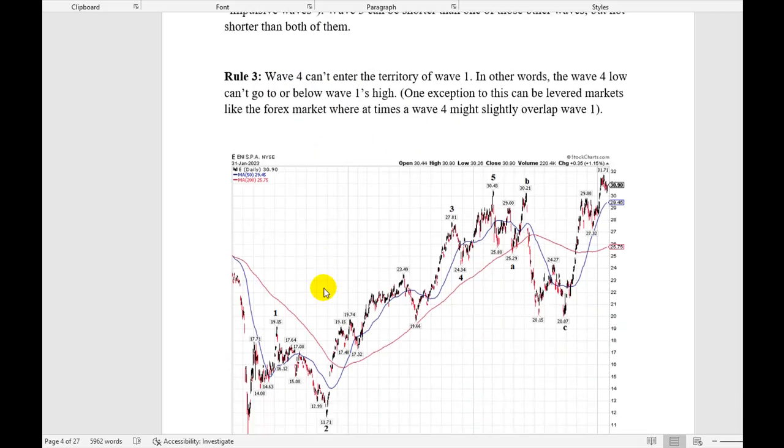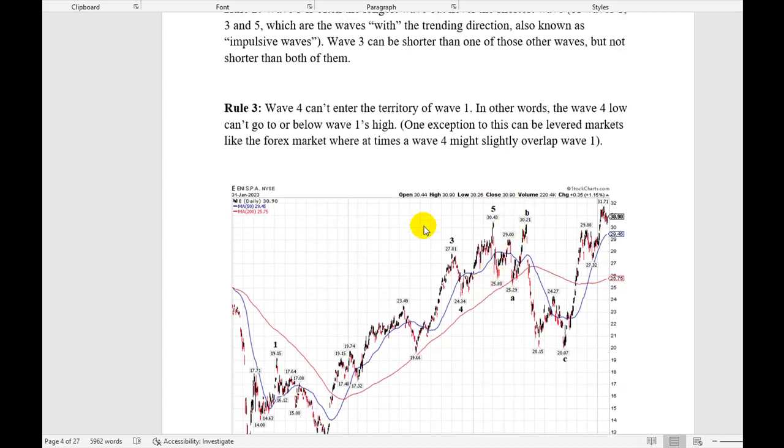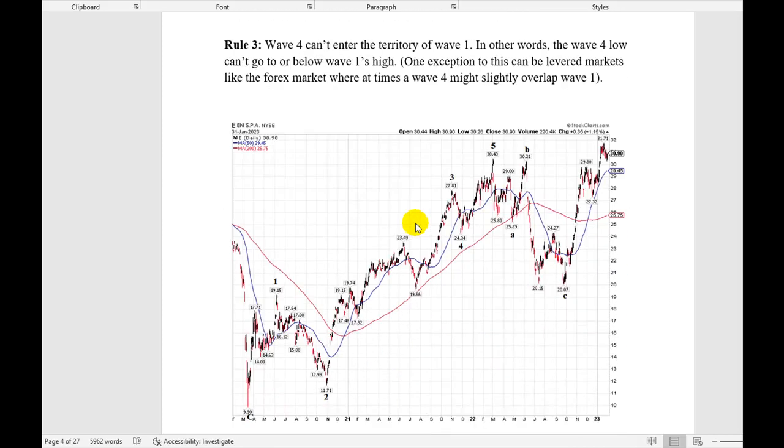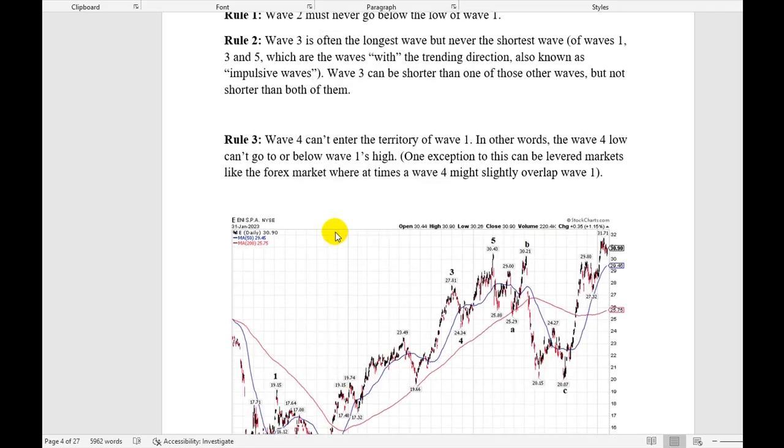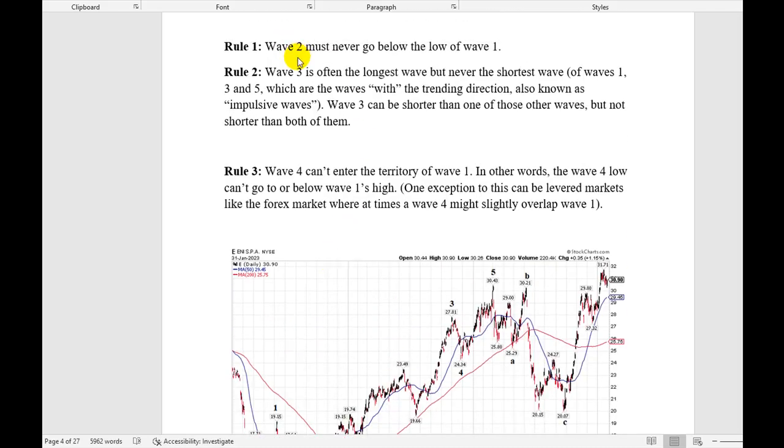So there's not really a rule for wave 1 or wave A. They are just kind of waves to measure off of. Although we do know that there's 5 waves within the wave 1, so we can count the waves on the chart. But the first rule is that wave 2 must never go below the low of wave 1.